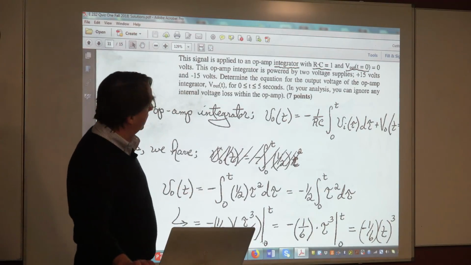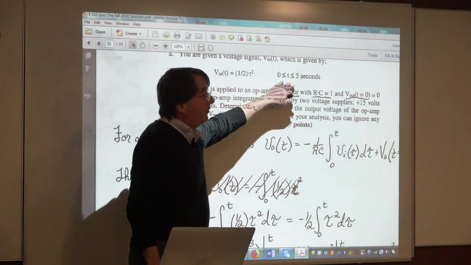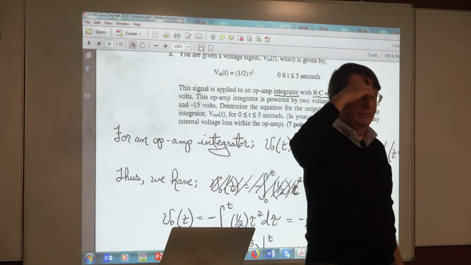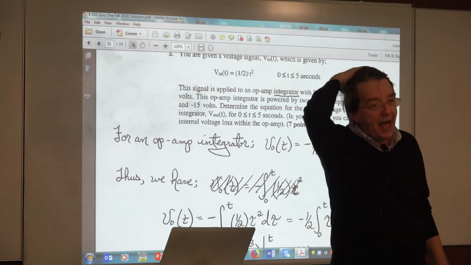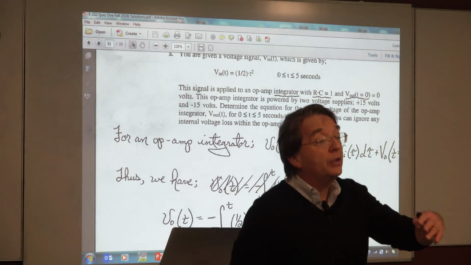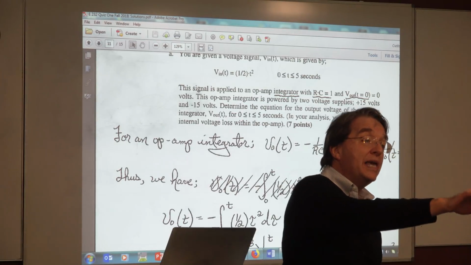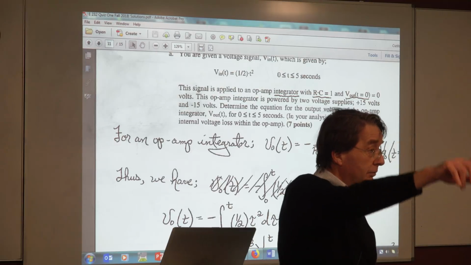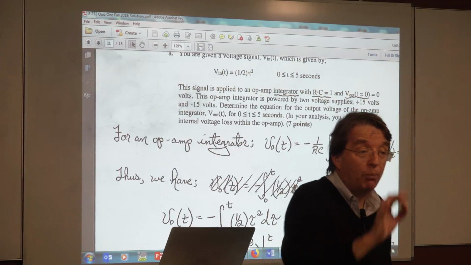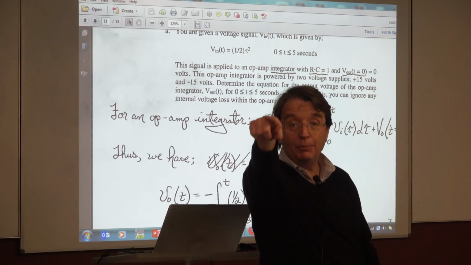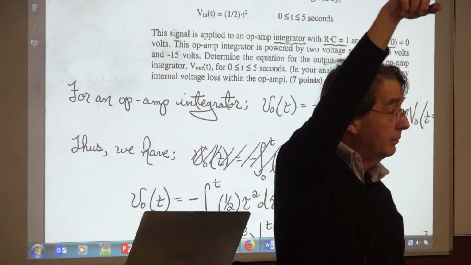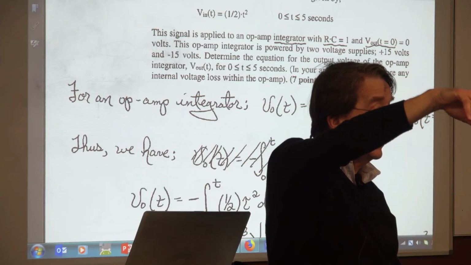What some people do is to integrate from 0 to 5. That gives me the final value, the value at 5 seconds. But I want to know the value at all times between 0 and 5. So keep t in the upper bound. If you put in 5, you're only solving for 1 point, the last point. So my colleagues at home, keep the upper value of the integral, the bounds, t. Does that make sense, my colleagues?